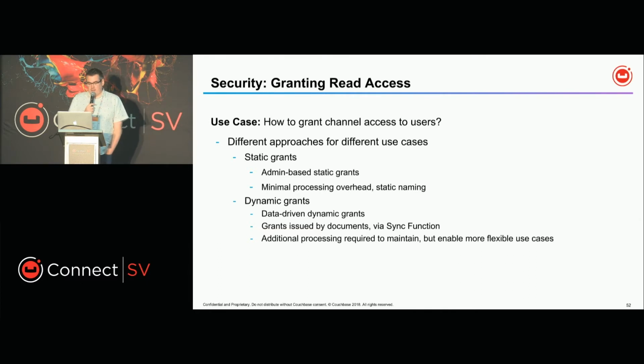The other alternative is dynamic grants. So these are data-driven grants. Your documents, as they get processed by the Sync Gateway sync function, are saying, okay, user A should have access to channel 1, 2, 3, 4. And what that channel value is can be flexible and adapt to what your data looks like. So it's basically data-driven dynamic grants. At a high level, using static grants when you can makes more sense because they're a lot less computational overhead. Dynamic grants, though, are available when you need to solve a more complex use case.